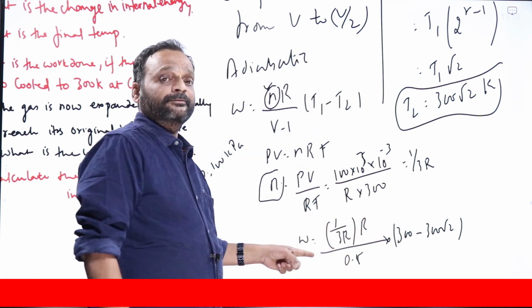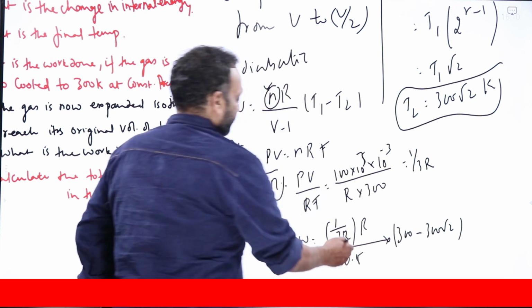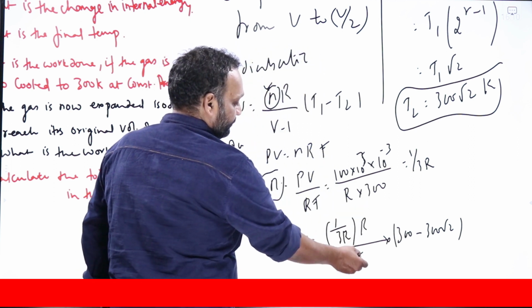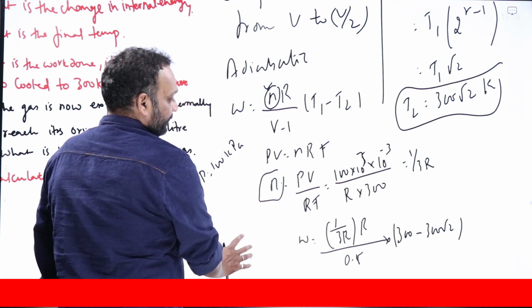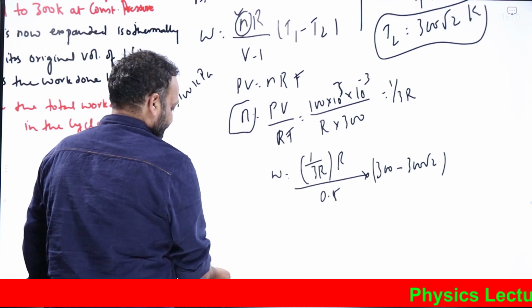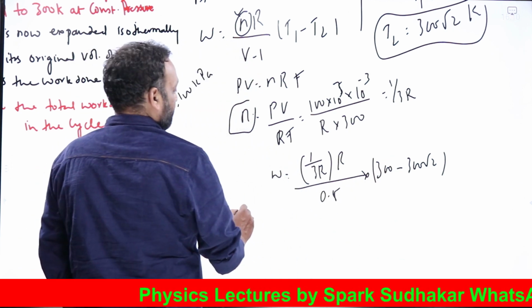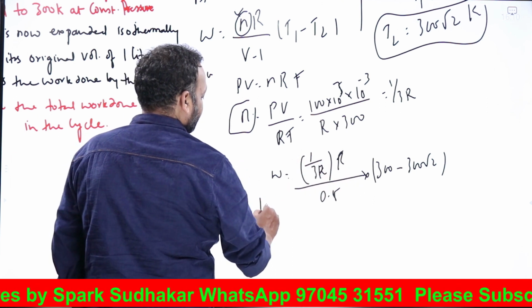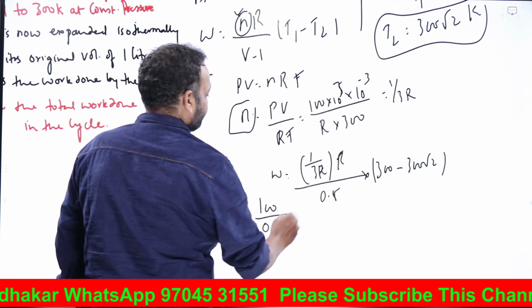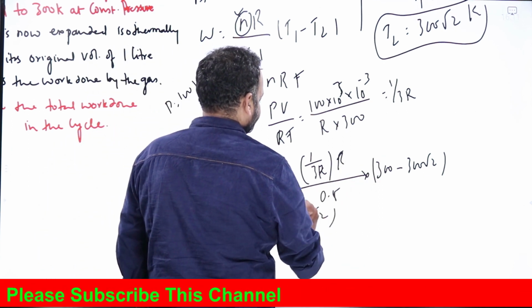Work done is negative, means what? Work is done on the gas. That's how we should understand. So R and R get cancelled, 1 by 3 by 0.5, 300 minus 300 root 2. Again, if you go further, you can take 300 common. So R and R get cancelled, 300 by 3, that is 100 by 0.5, into 1 minus root 2.